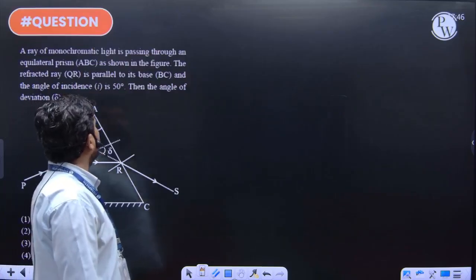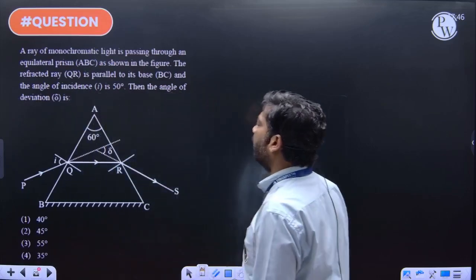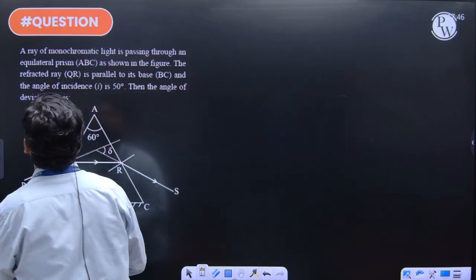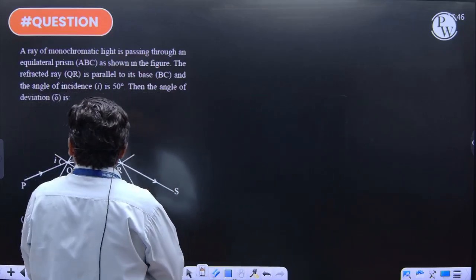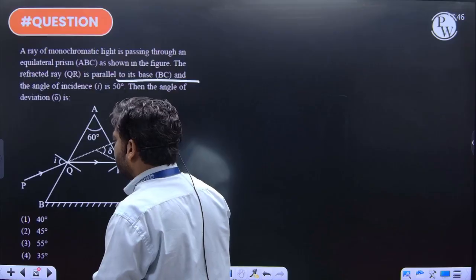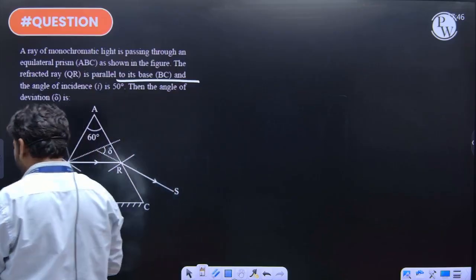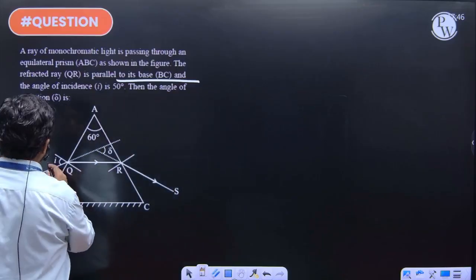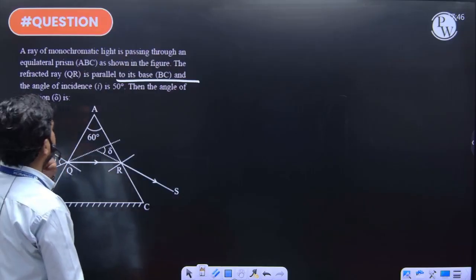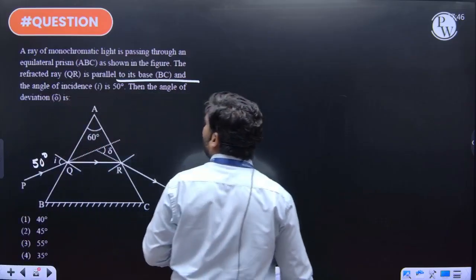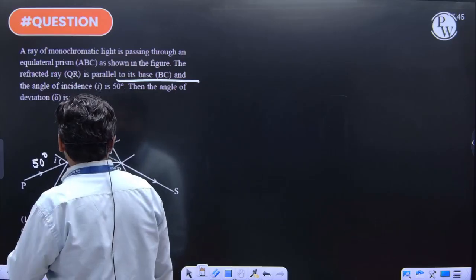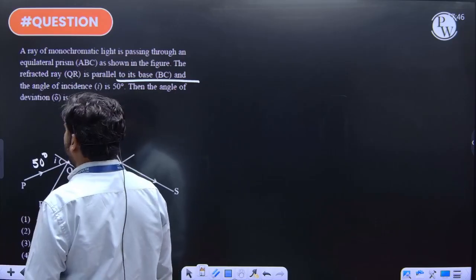Let's see, a ray of monochromatic light is passing through an equilateral prism ABC as shown in the figure. The refracted ray QR is parallel to its base and the angle of incidence is 50 degree. This angle is also given, it is 50 degree. Then the angle of deviation, what is the value of delta? This delta.